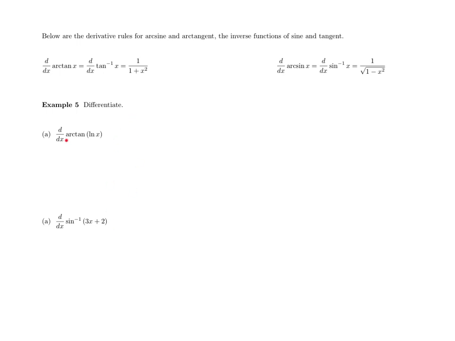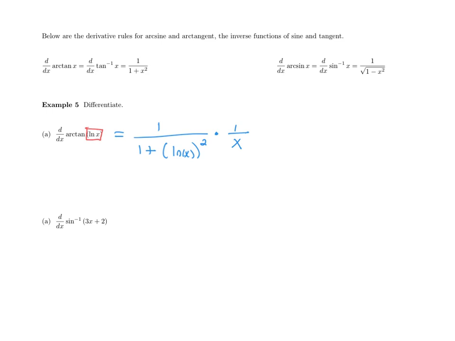What is the derivative of arctangent of the natural log of x? I'll use this rule here. Notice that instead of x, we have the natural log. So we have a composition. The derivative is 1 over 1 plus whatever is composed in the function squared, which in this case is the natural log. Now by the chain rule, you have to multiply by the derivative of the natural log, which is 1 over x.